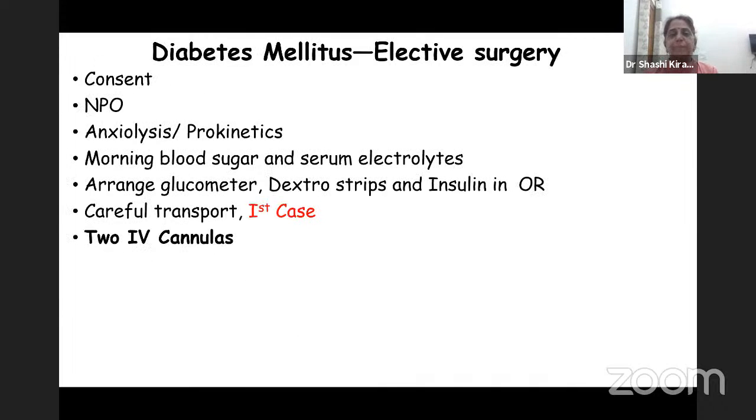So Dr. Kirti has prepared a patient well for me for elective surgery. I have the consent of the patient. The patient is nil per oral. Anxiolysis has been prescribed along with prokinetics. I have the morning blood sugar and electrolytes. I have arranged a glucometer and strips for insulin management in the operating room. Careful transport of the patient has been carried out because they may have neuropathies, and ideally the patient should be scheduled as the first case. In the OR, I would like to have 2 IV cannulas, 1 for fluids and 1 dedicated for insulin management if required.